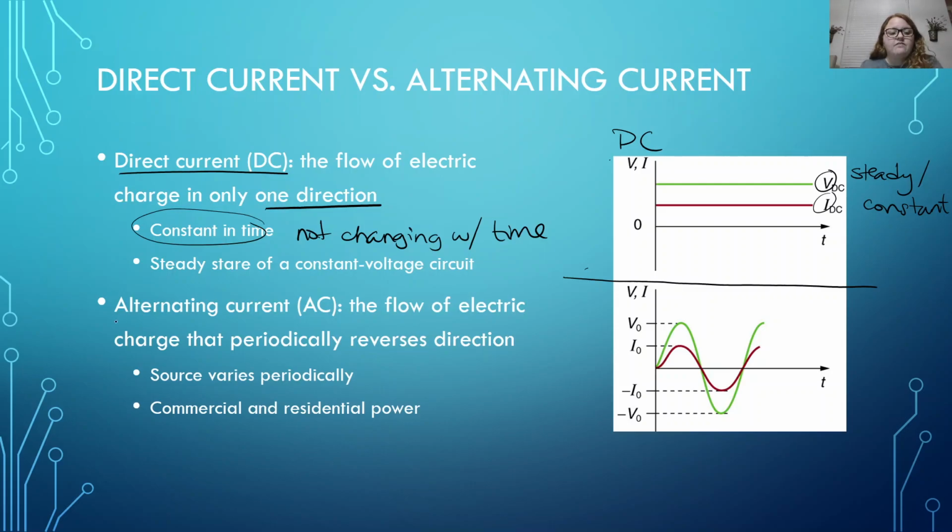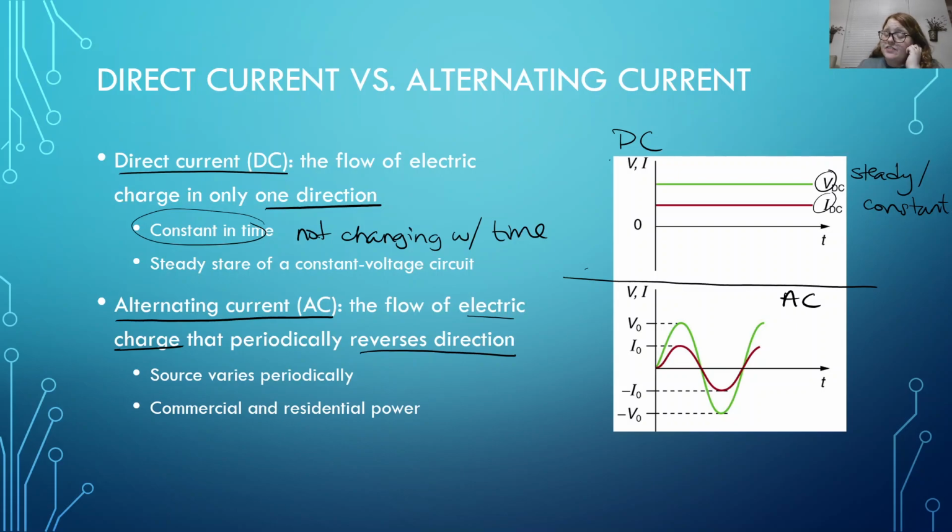Then we have alternating current, or AC. That's what we see here. This is AC. The electric charge periodically reverses direction. We'll have some sort of, this looks like a sinusoid.